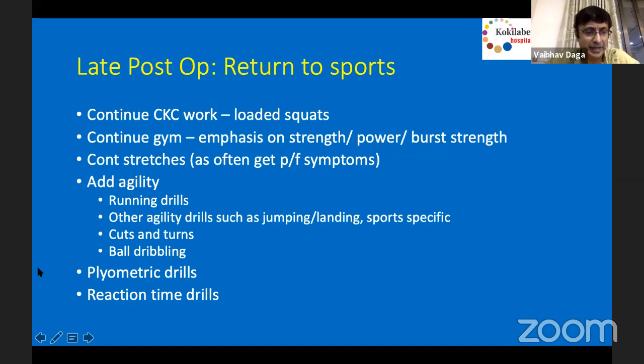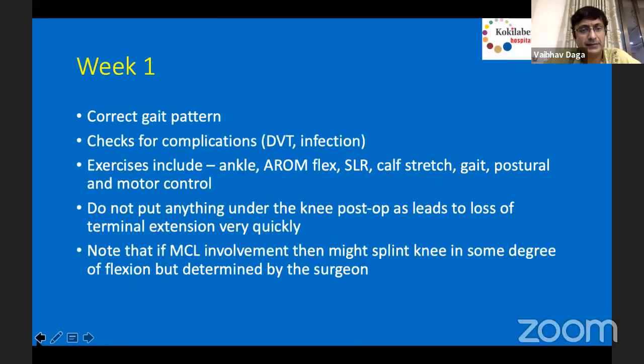I'll just get back onto those slides. Just a second.